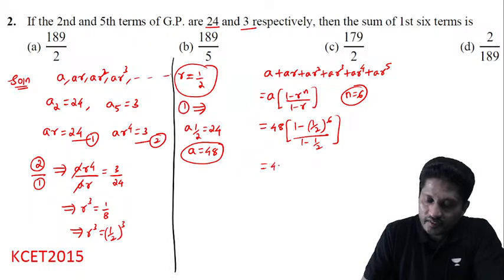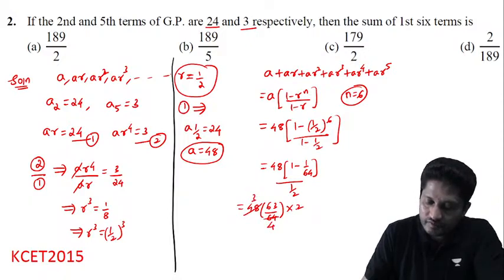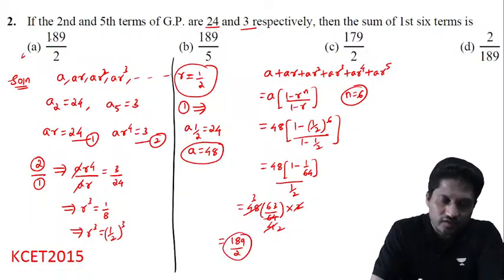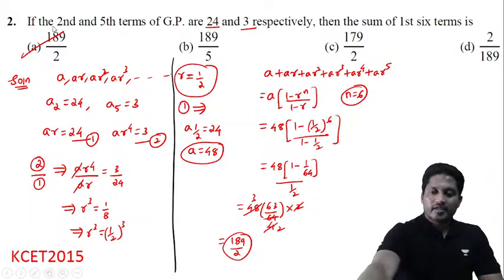This is 48. 2 power 6 is 64. 1 minus half is half. 48 into 63 by 64. Then the 2 goes to the numerator. 16 into 3 is 48, 16 into 4 is 64. Will cancel 2 times. We'll get 189 upon 2. That is the answer, option A. Let's move to the next question.